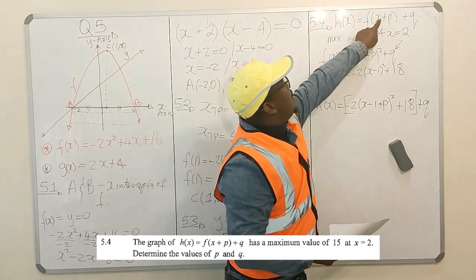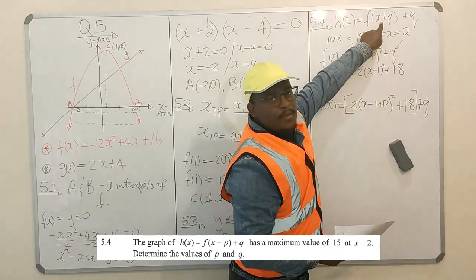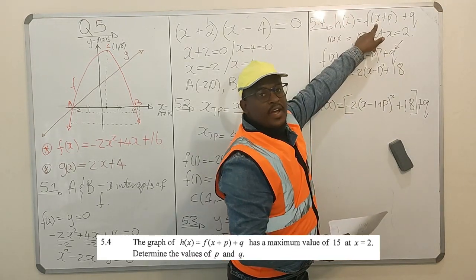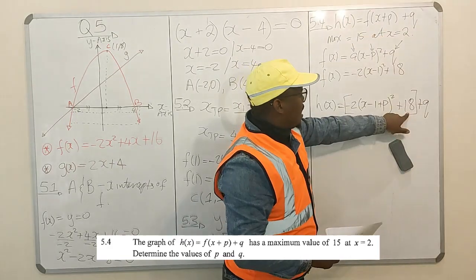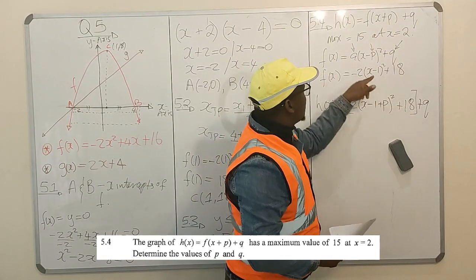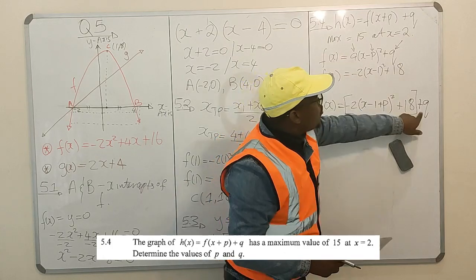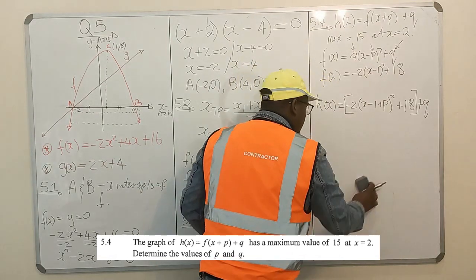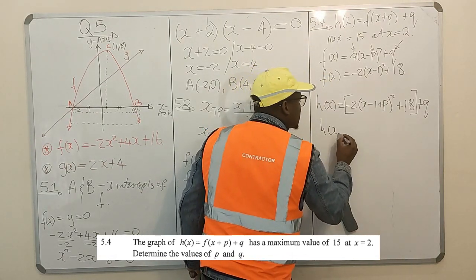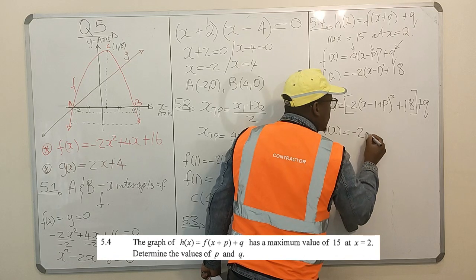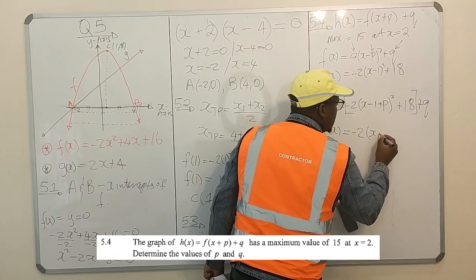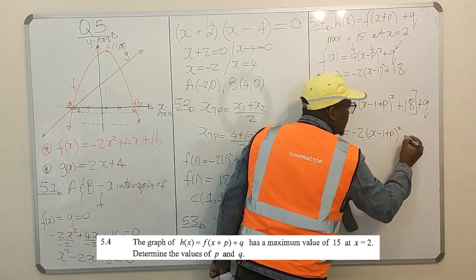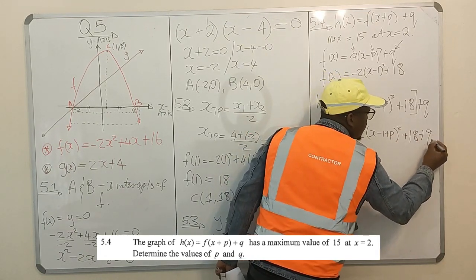Actually, it's f of x, it's just this f of x here. This one is just a horizontally shifted version of f, together with that. So all of this part is f here. And then now we apply the vertical shift, right? So what do we do? Say, okay, h of x is equal to minus 2 into x minus 1 plus p, all squared, plus 18 plus q.